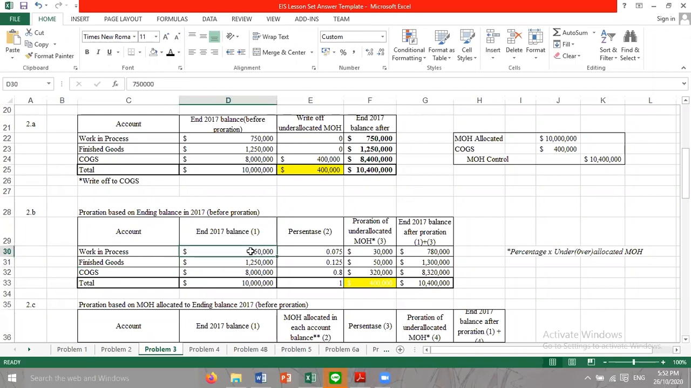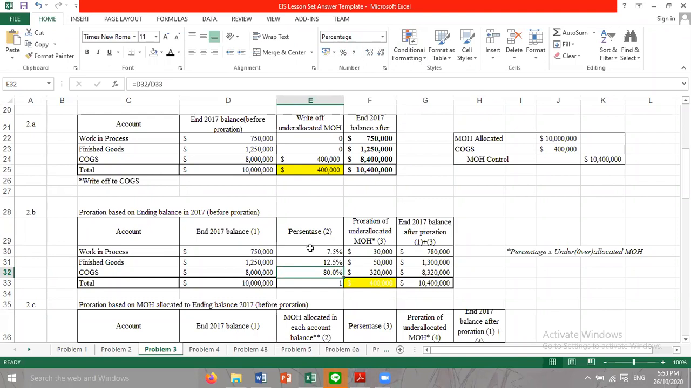In this case, we list each ending balance, and then we will have to find the percentage of each ending balance compared to the total ending balance. Let's say work in process has 750,000. So it has a percentage of 750,000 divided by 10 million, which is 7.5%. The same goes for the rest. This will be 12.5%, and this will be 80%.